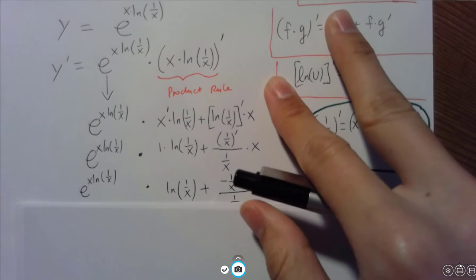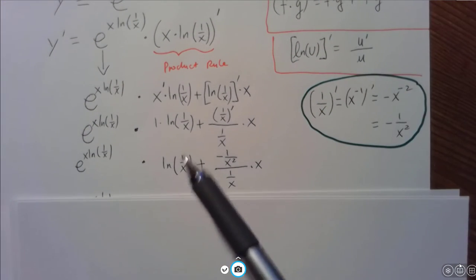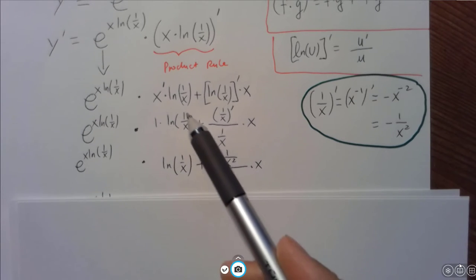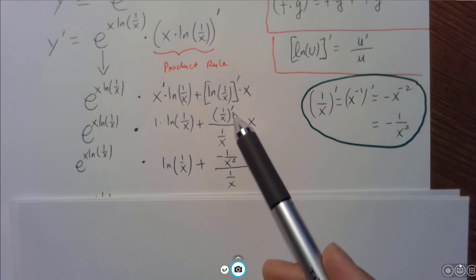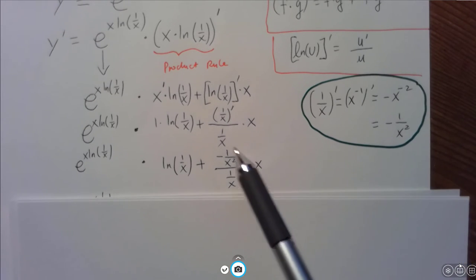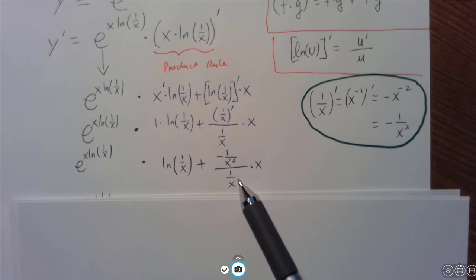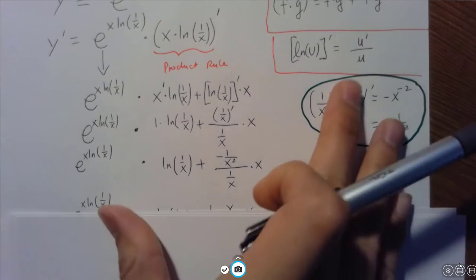I need that to simplify the whole expression. So I keep the y, ln 1 over x here, and plus 1 over x prime. Now I plug in minus 1 over x squared, which is on the top here, and then keep the 1 over x and then carry down the x here. Now we need to simplify this thing further.